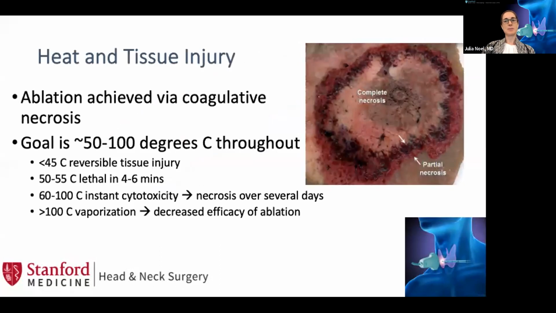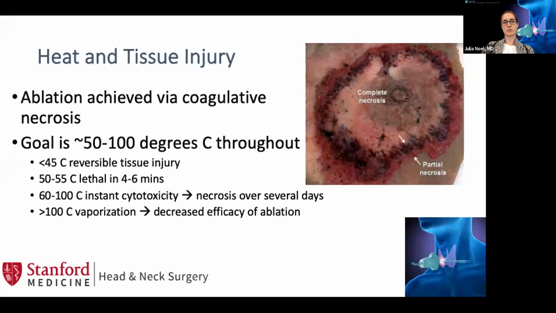The achievement and maintenance of the correct temperature during radiofrequency ablation is necessary to achieve coagulative necrosis and adequate ablation of tumor tissue. So below 45 degrees Celsius, the tissue damage is reversible. So the goal is really to maintain a temperature from about 50 to 100 degrees Celsius throughout. At this level, cytotoxicity is induced either instantly or within a few minutes, and the damage is irreversible.